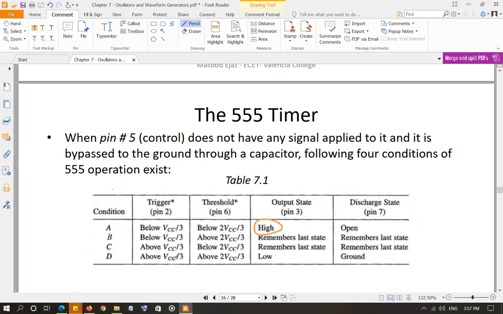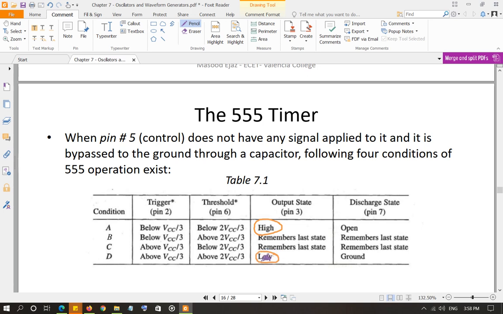Condition D: if pin number 2 is above VCC by 3, that is, the output of the lower comparator is going to be negative VSET, and if pin number 6 is greater than 2 VCC by 3, that is, the output of the upper comparator will be VSET. So again, one will be negative VSET or low, the other will be positive VSET. One will be low, the other one will be high, for the output condition to change basically. So the output is going to go to low.